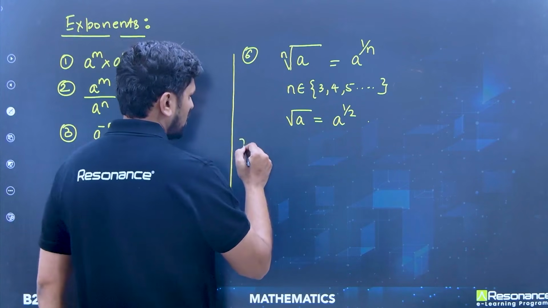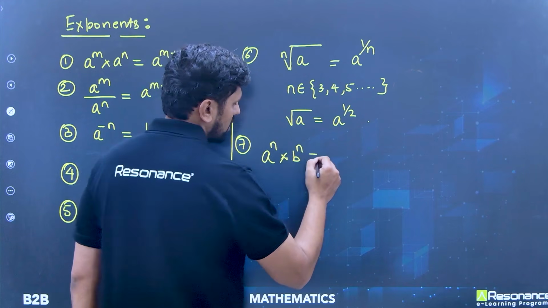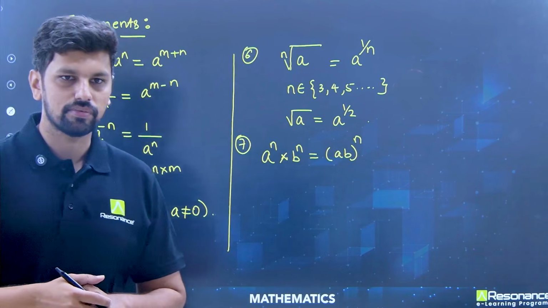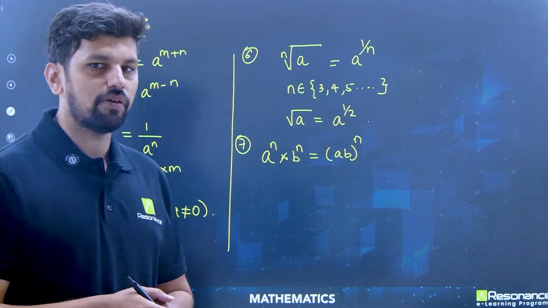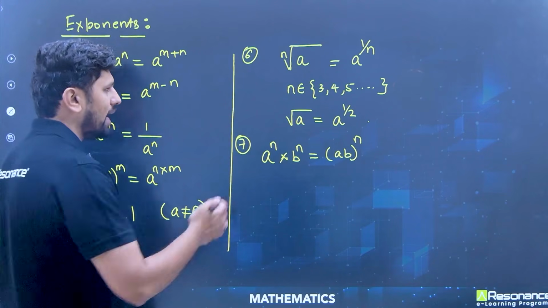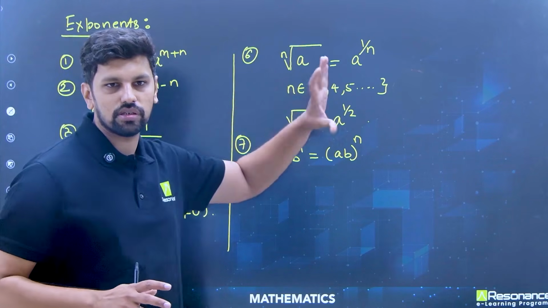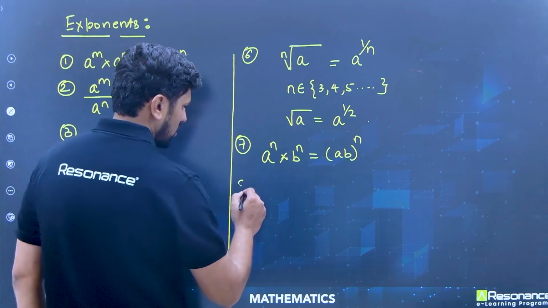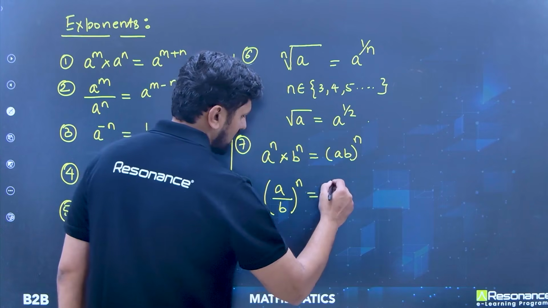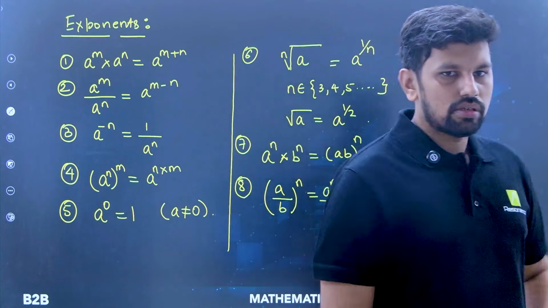Correct? Seventh property, a to the power n into b to the power n can be clubbed as ab to the power n. N can't be negative because this is not in our definitions. Okay? This is a definition of exponents. Same thing with the division also. A by b to the power n can be written as a to the power n upon b to the power n.